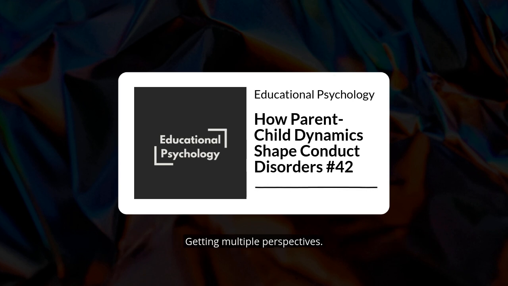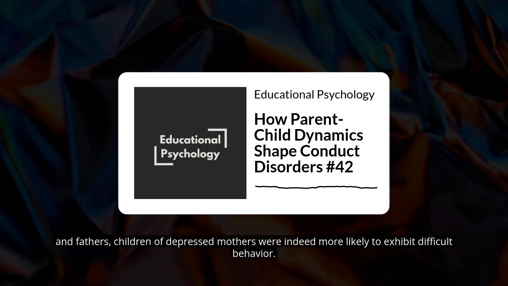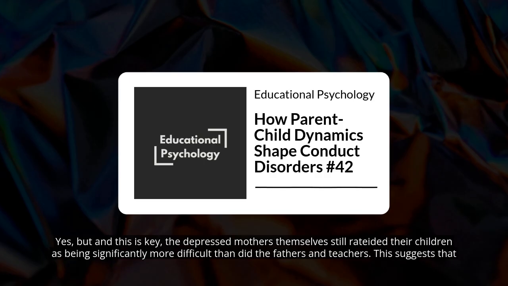Getting multiple perspectives. Exactly. The study by Webster, Stratton, and Hammond in the late 80s is a good example of this approach. They found that based on these independent reports from teachers and fathers, children of depressed mothers were indeed more likely to exhibit difficult behavior. Okay, so there is more difficult behavior. Yes, but, and this is key, the depressed mothers themselves still rated their children as being significantly more difficult than did the fathers and teachers.